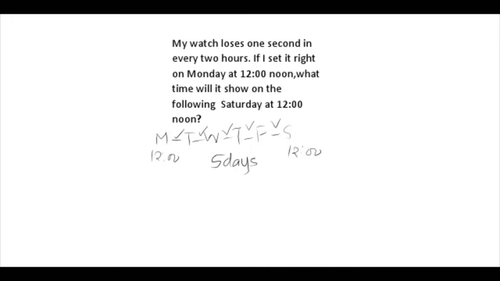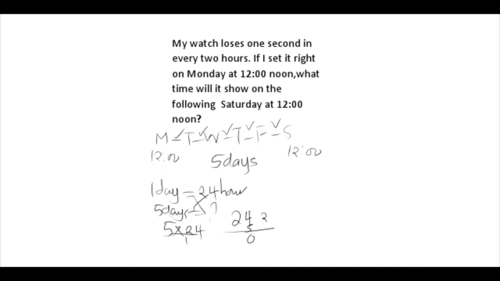So first we would like to know the number of hours that we have in the 5 days. So if one day is equivalent to 24 hours, we all know that in a day we have 24 hours. So what about 5 days? We have to cross multiply. So we have 5 times 24 divided by 1. So 24 times 5: 4 times 5 is 20, carry 2. 5 times 2 is 10, plus 2 is 12. So we have 120 hours.